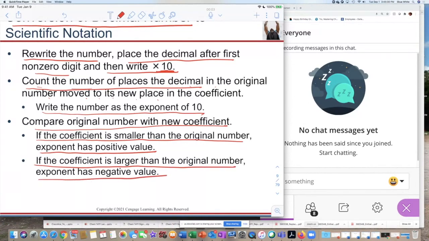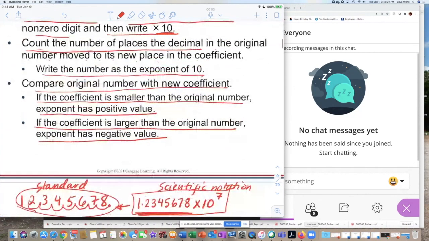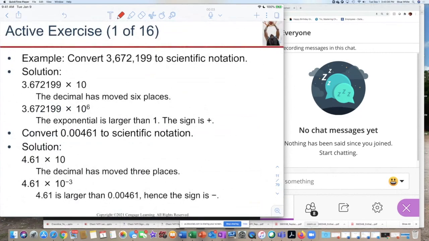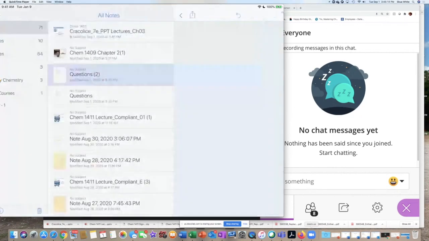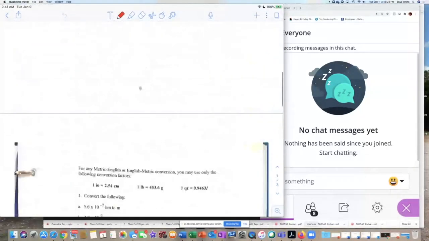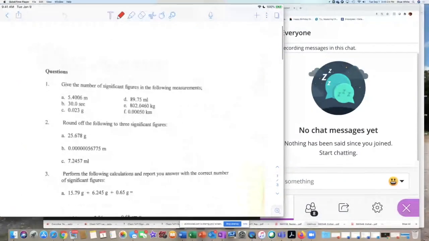So all I did was go through these rules. So I'm going to move on then to this part right here. This shows you how to convert from scientific to standard notation. I've given you this example real quick. Let me check what kind of questions I have here, because these are really about significant figures.